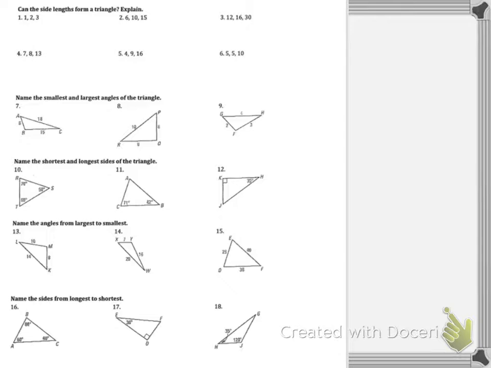Well, 3 plus 1 would be greater than 2. And 3 plus 2 would be greater than 1. So what we have to check is if 1 plus 2 is greater than 3. And we see that that's 3, where it's equal. So no, sorry about that. No, it will not form a triangle.